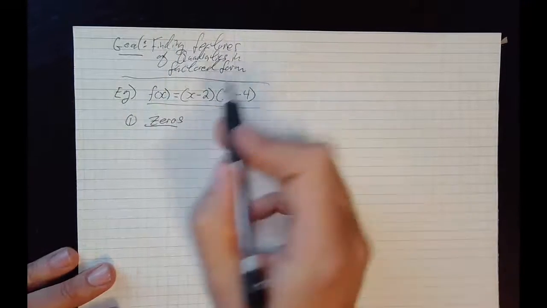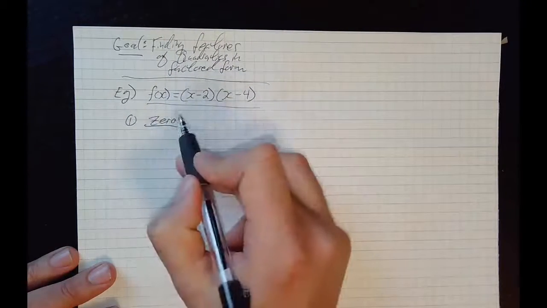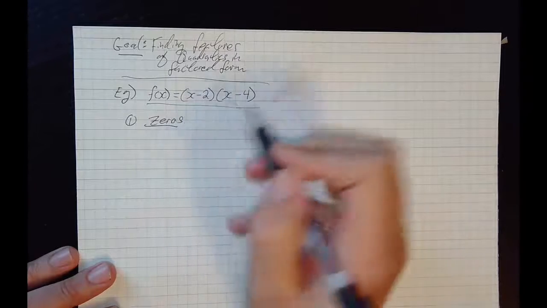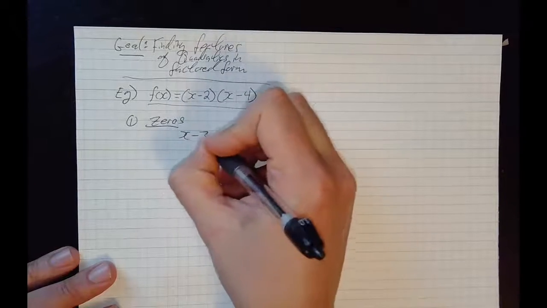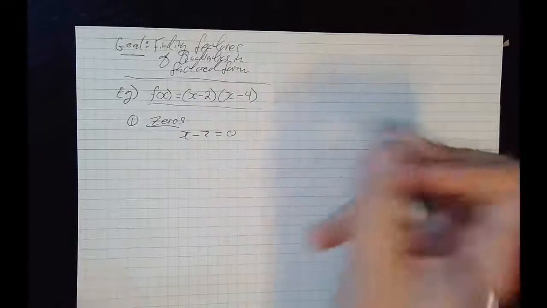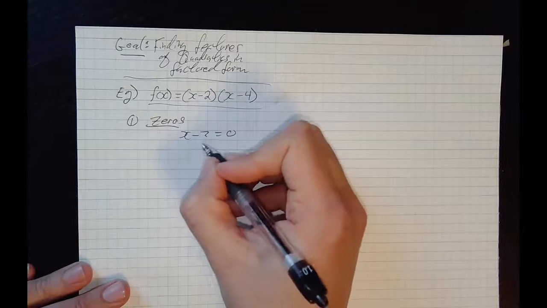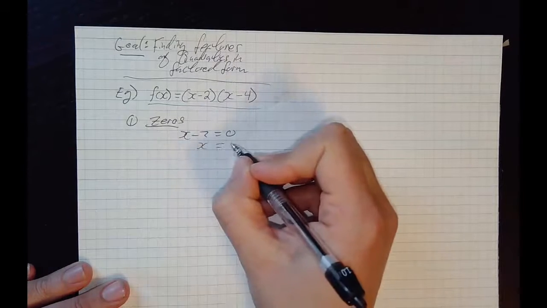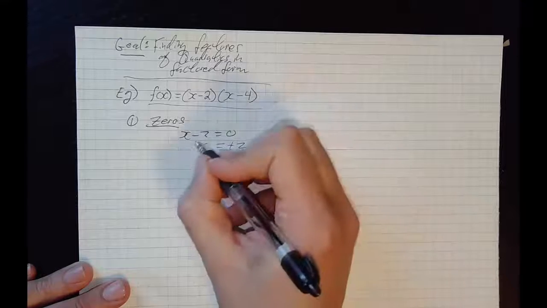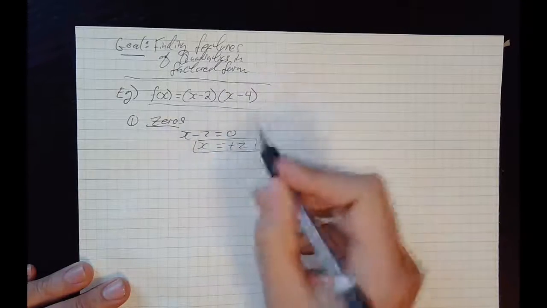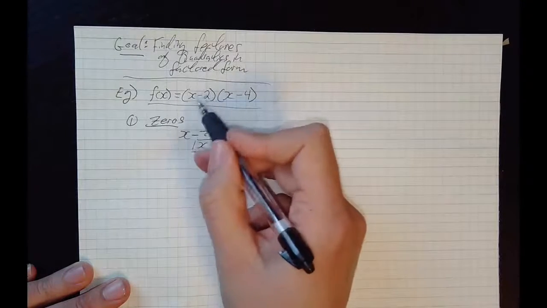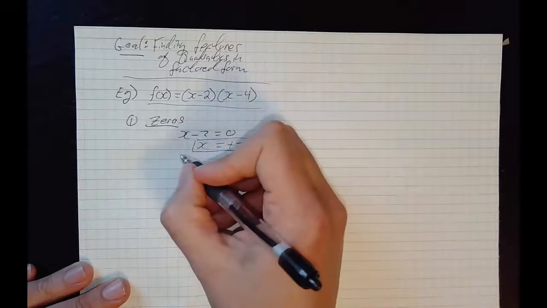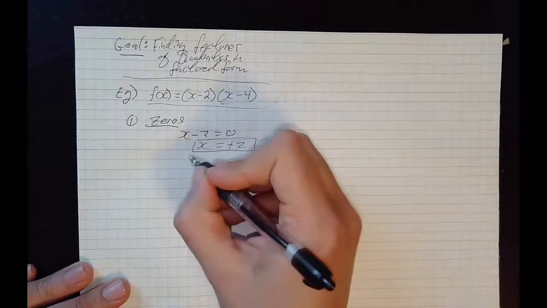The zeros occur when either of the factors is equal to 0. So the first factor is x minus 2. I'm going to say x minus 2 must be equal to 0. I'm going to solve this here. Here I'm subtracting 2, so I do the opposite. x is equal to positive 2. I can double check that: if I put a positive 2 in there, I'll get 0 back, so that works. The second zero here is where x minus 4 is equal to 0.